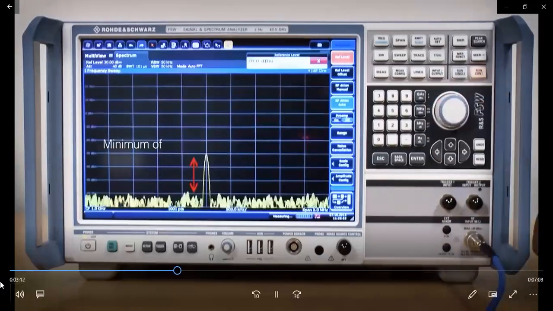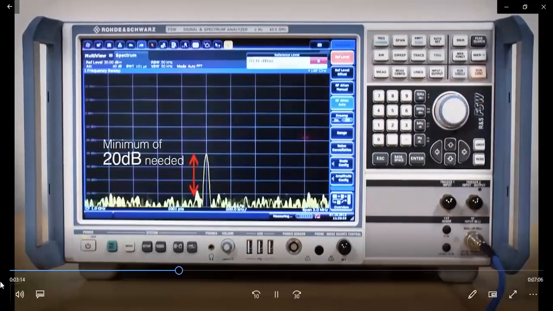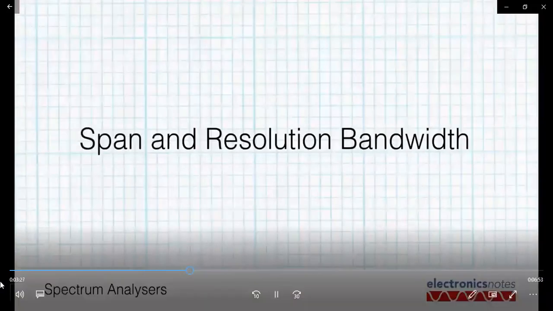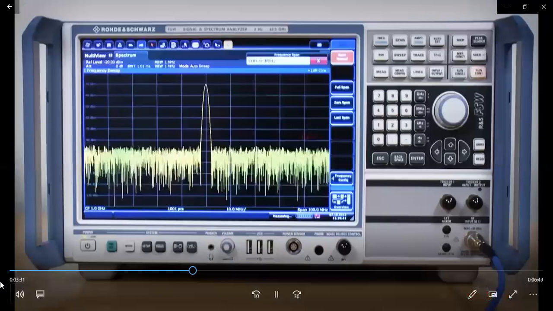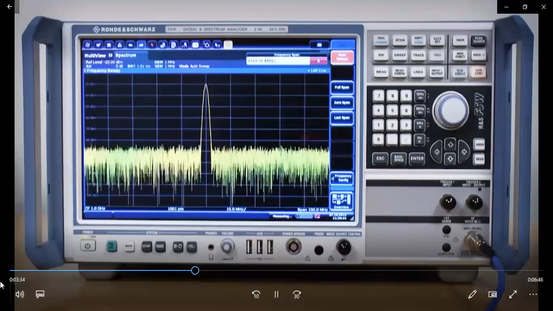Typically, a minimum figure of 20 dBs between the signal and noise is required for good measurements. Much closer to the noise, and the signal level will be seen to vary because the noise level is sufficient to add to the signal and affect the overall result. Here we see an amplitude modulated signal on the analyzer screen.